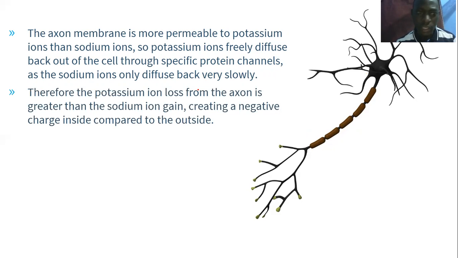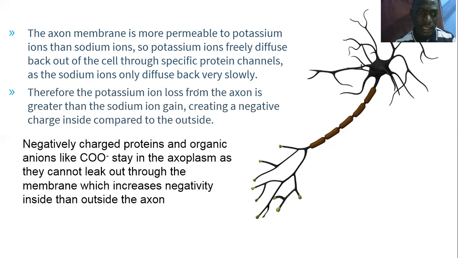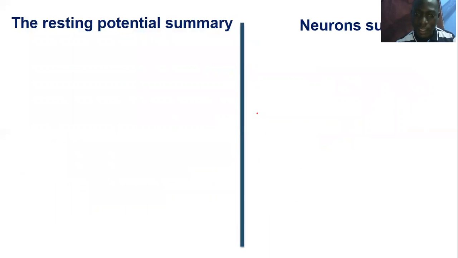through specific channels. But also, it should be noted that there are negatively charged proteins and organic ions inside the axon membrane. Inside the axon membrane, there are negatively charged proteins and ions which stay inside the axoplasm. Because they are large, they cannot leak out. And remember, that is going to increase negativity inside compared to the outside.